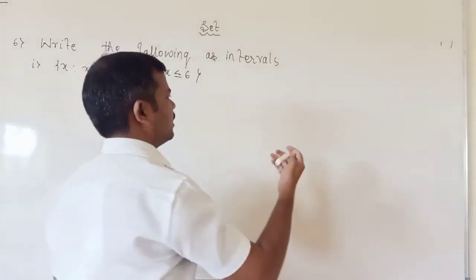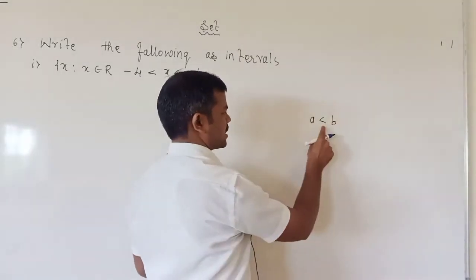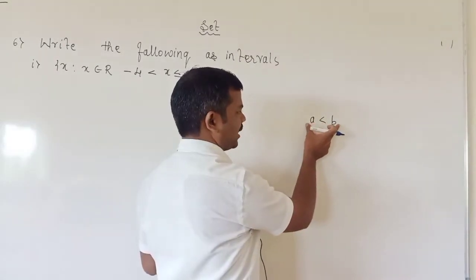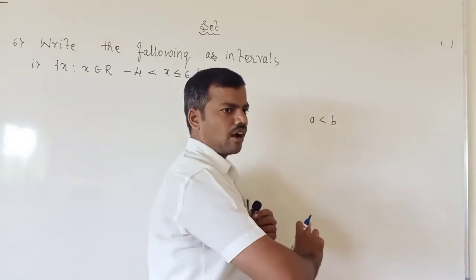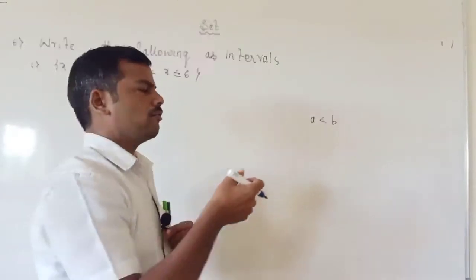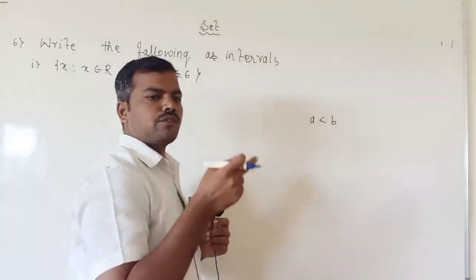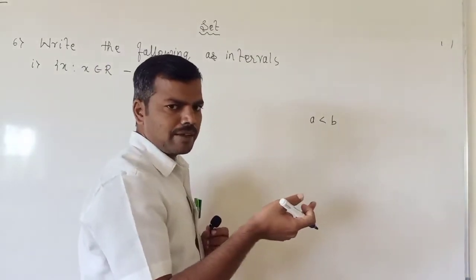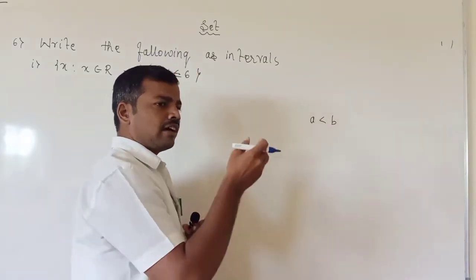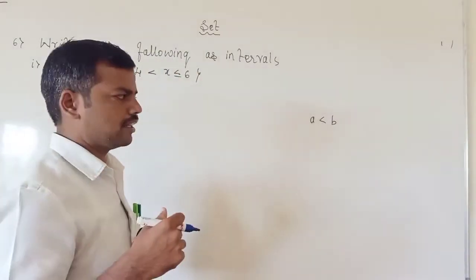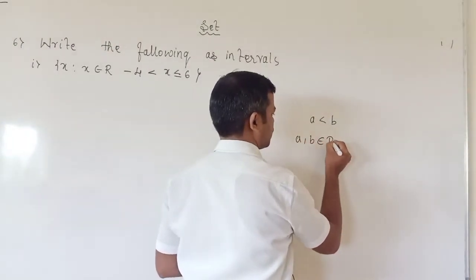Suppose a and b are two real numbers and a is less than b. Collecting all the real numbers between these two is nothing but the interval. On what basis are we collecting? Whether we are including a and b, or excluding a and b. If we include a and exclude b, or exclude a and include b, on that basis we get different types of interval.